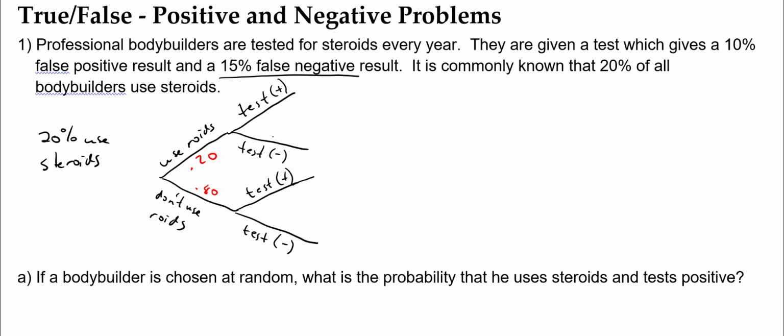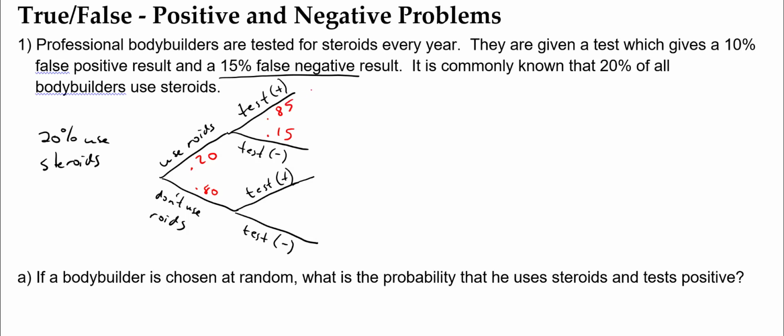This goes here. So this is, let's do it in red. This is 0.15. Okay, so what this is saying is the test was wrong and I came up with a negative result. So in other words, I'm using steroids and it's coming back and saying, no, you don't use steroids. So I'm lucky, right? But the result is wrong, and it's saying I don't use steroids when I really should be tested positive. It should say, hey, you do use steroids. So that's 0.15, and this is 0.85.